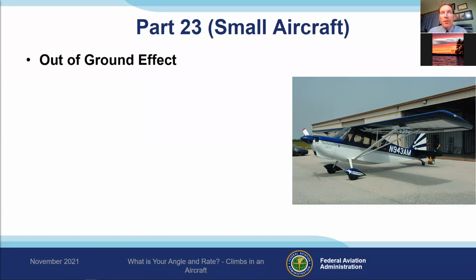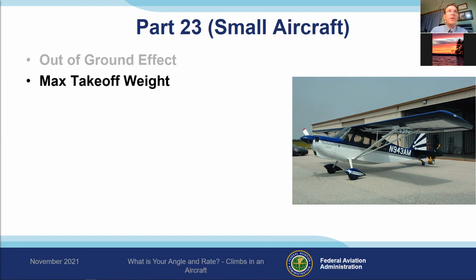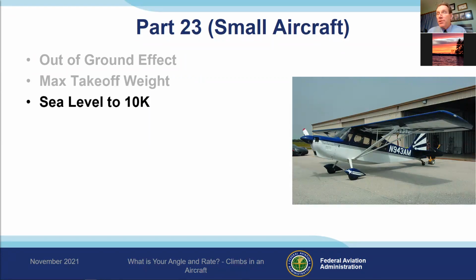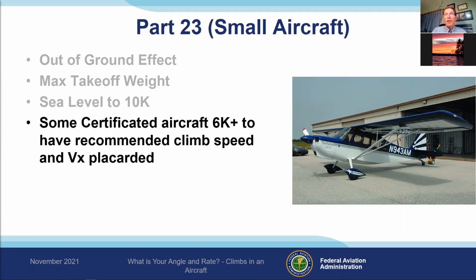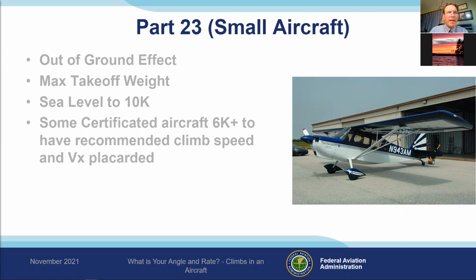And when you take a look at climb criteria, out of ground effect, okay, that makes sense. Almost always at maximum takeoff weight. Climb performance, they want to have determined from sea level up to 10,000 feet. And actually, many years ago, there was a time frame where some certificated aircraft that were over 6,000 pounds were required to have recommended climb speeds placarded and VX placarded in the aircraft. That got pulled back after a while.